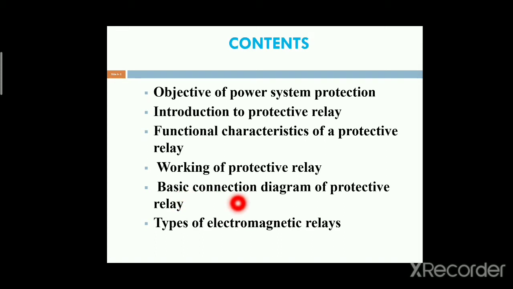Next, the last one is the types of electromagnetic relays. First, what is meant by electromagnetic relays, how we divide the electromagnetic relays, and what types there are in the case of electromagnetic relays will be explained and discussed in this topic.